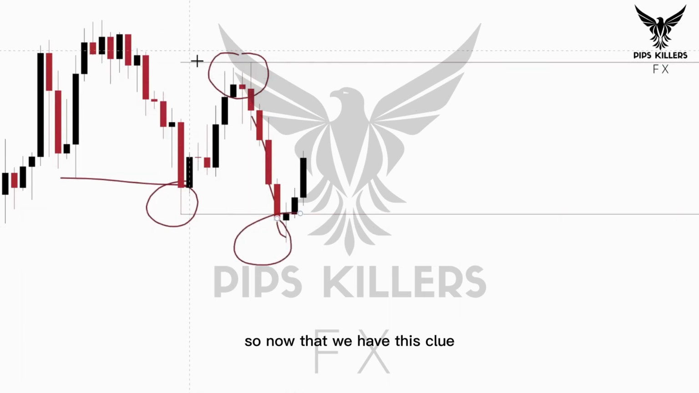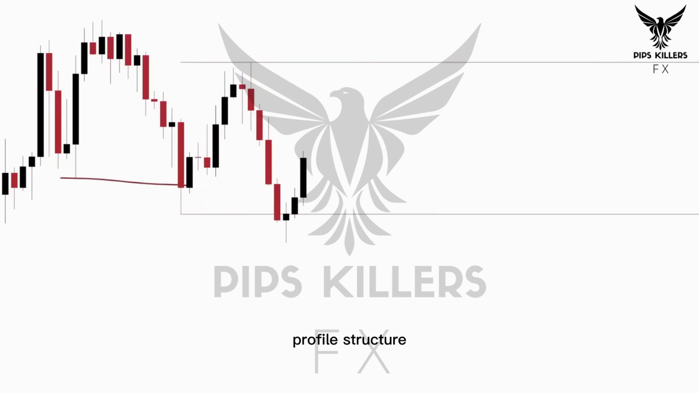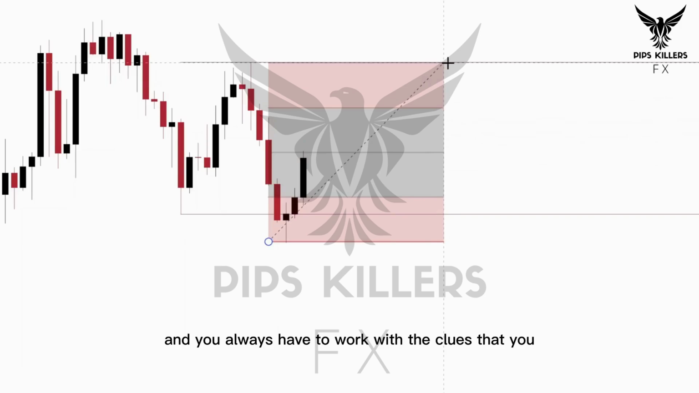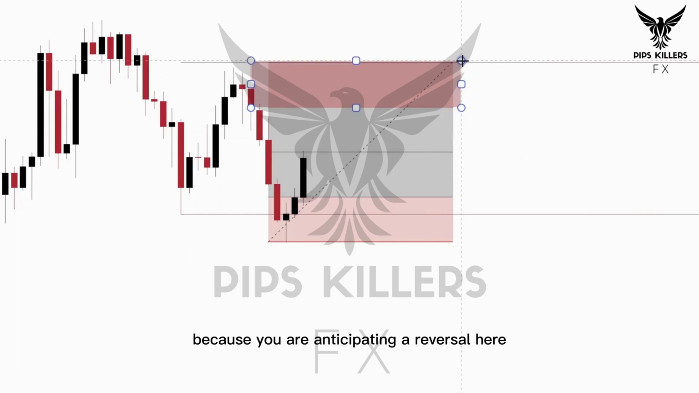So now that we have this clue, we can anticipate the next move to be a supply move, and price moving in a supply and demand profile structure. What we do know is this is our low and this is our high, and you always have to work with the clues that you currently have. So this is your low, this is your high. Now you want to mark out your premium level because you're anticipating a reversal here.